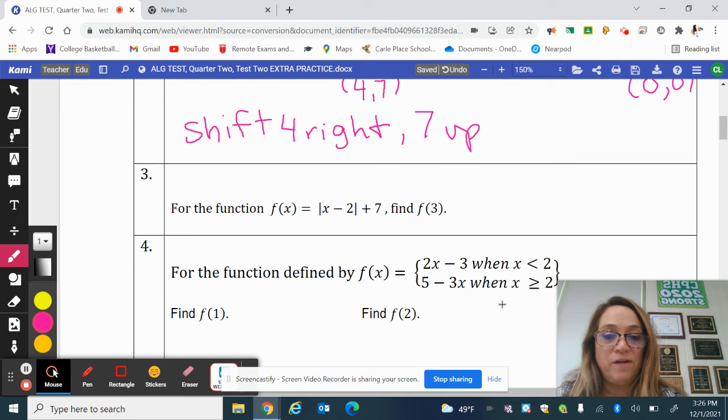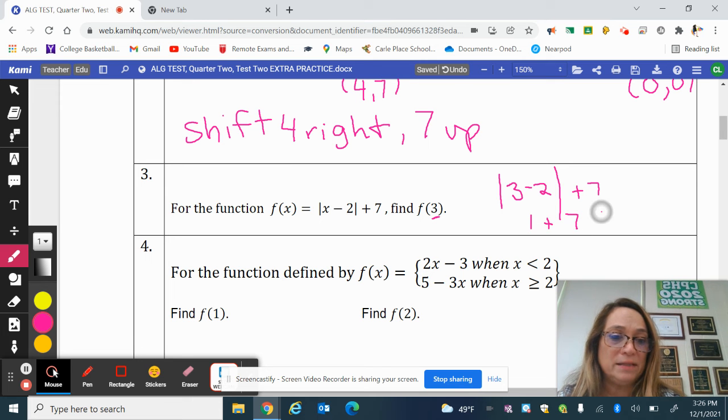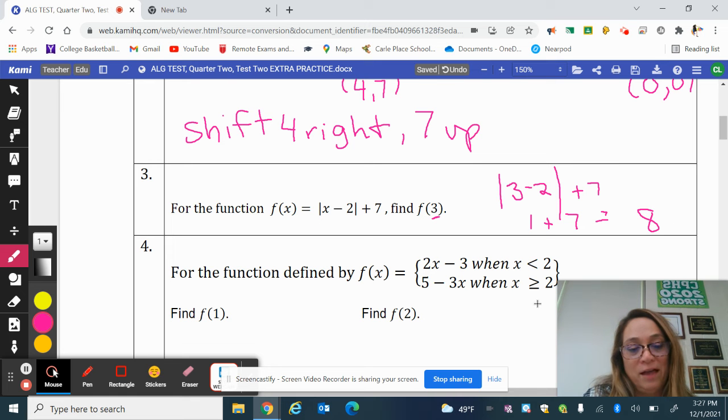All right, so find f of 3. So basically replace the x with a 3. So 3 subtract 2 inside the absolute value bars plus 7. 3 minus 2 is 1. The absolute value of 1 is 1. And 1 plus 7 equals 8. And again, you can double check this with your graphing calculator.